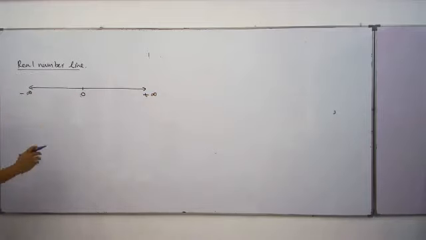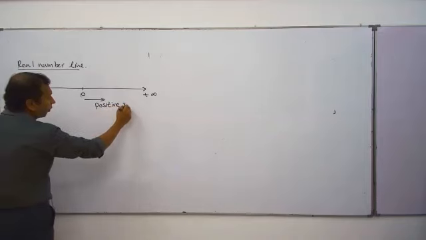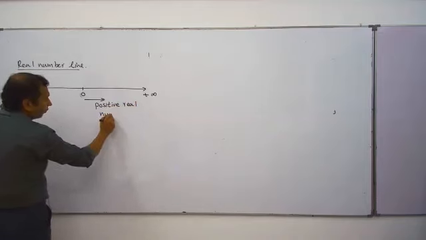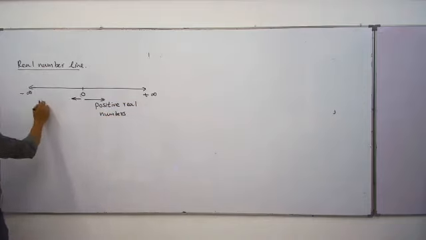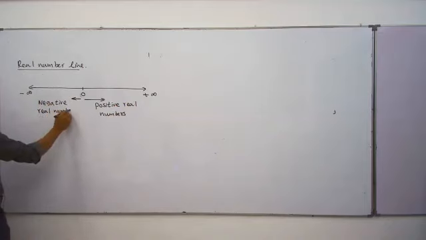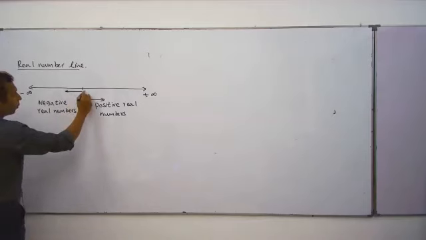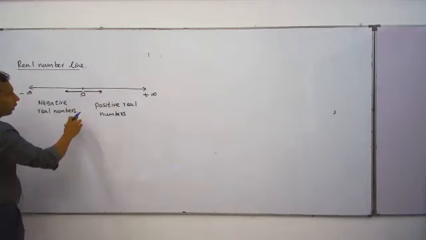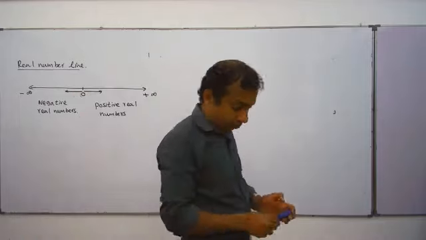On the right of 0, we have positive real numbers. On the left of 0, we have negative real numbers. First draw this one, people, and write the small note.